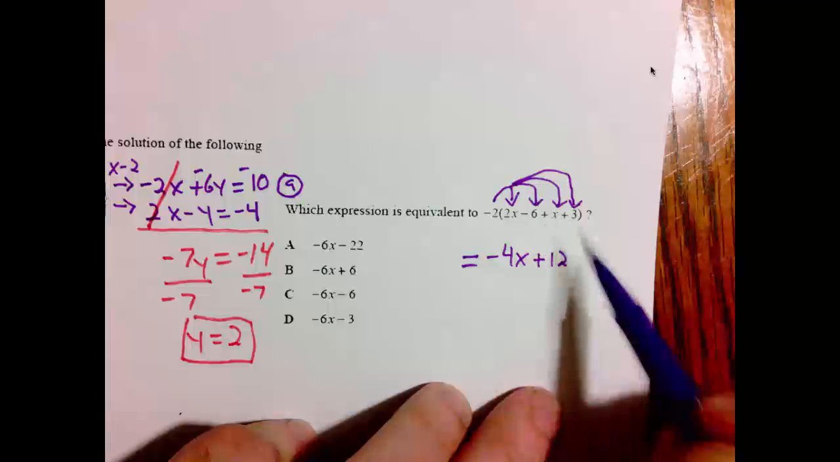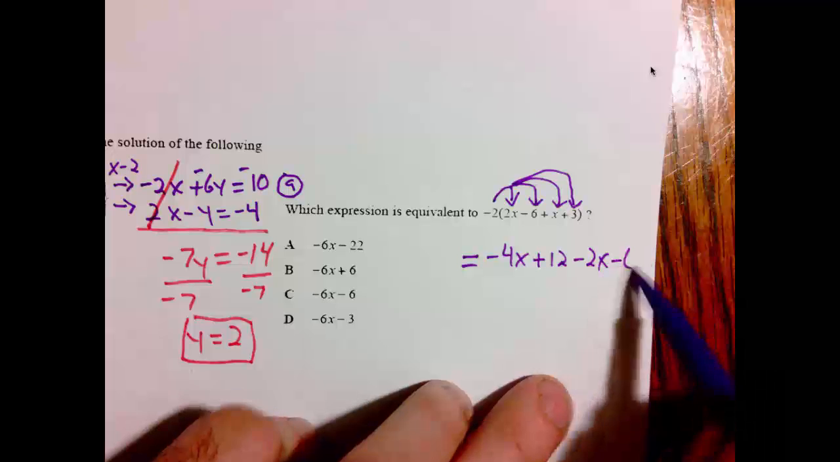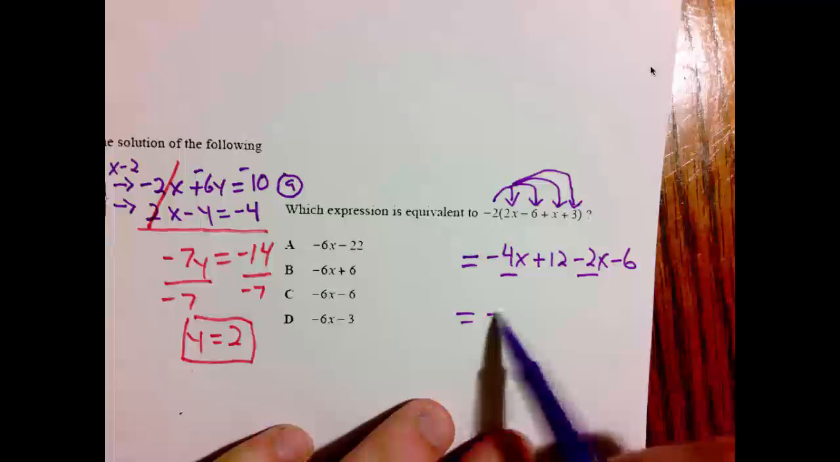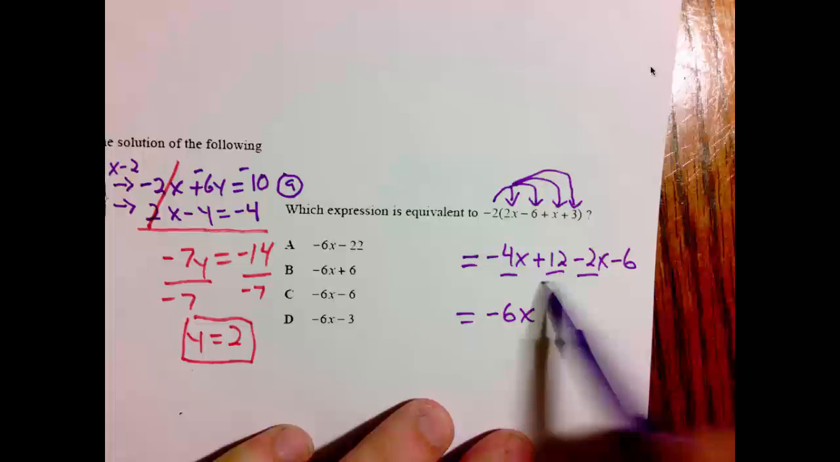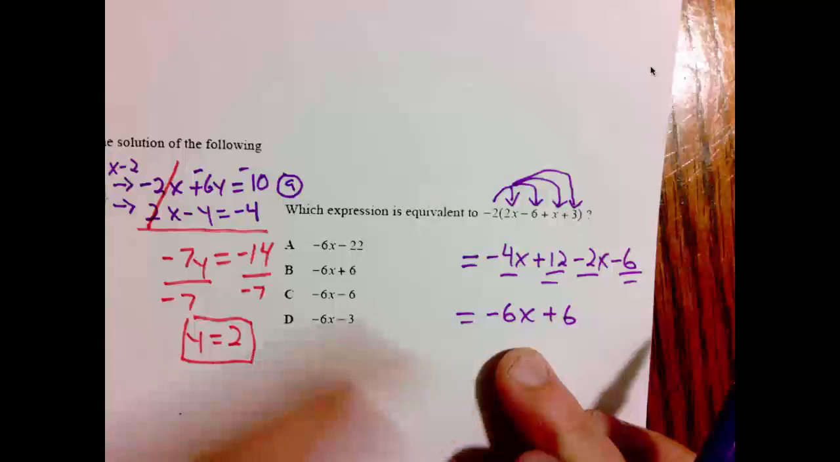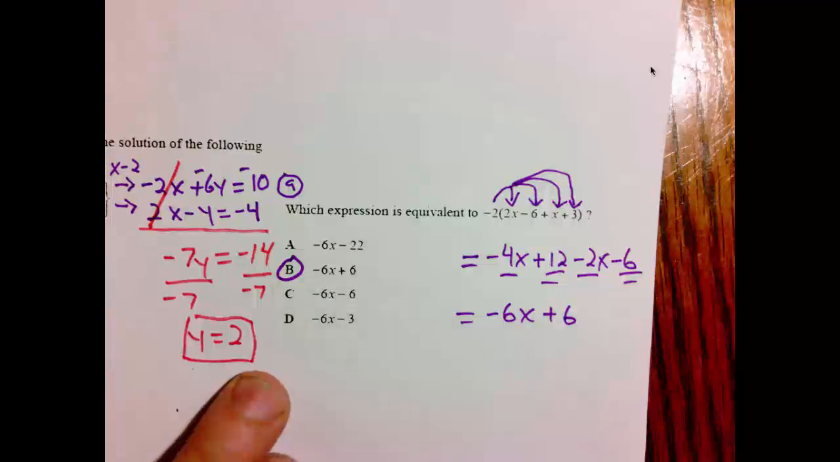Negative 2 times plus x is a minus 2x. Negative 2 times 3 is a minus 6. Combining these two like terms, negative 4 minus 2 will be a minus 6x. 12 and minus 6 will be a plus 6. So the correct answer on number 9 is negative 6x plus 6. Number 9, B as in boy. Alright, lastly, number 10.